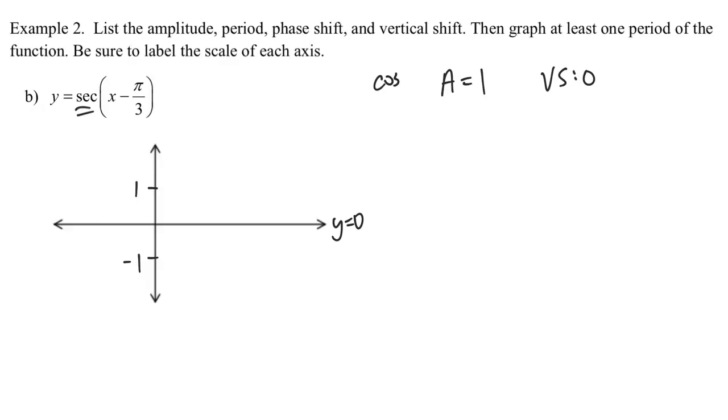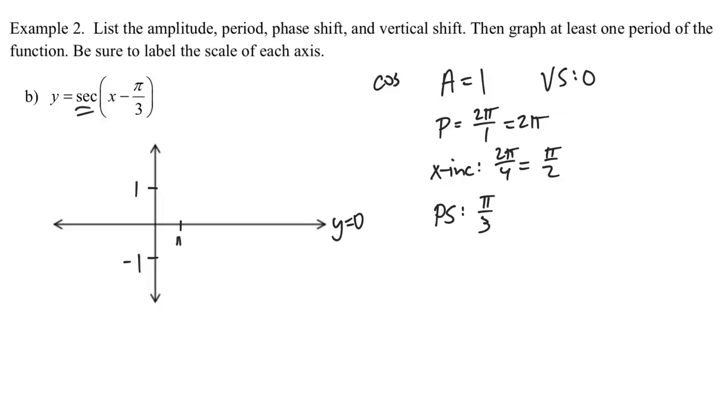Okay, from there, we're ready to start finding our period. And notice that b here is just 1, and so my period is going to be 2 pi. That's going to make the x increment 2 pi divided by 4, which of course will reduce to pi divided by 2. And then finally the phase shift, notice that b is already factored out, and so therefore the phase shift is going to be positive pi over 3.